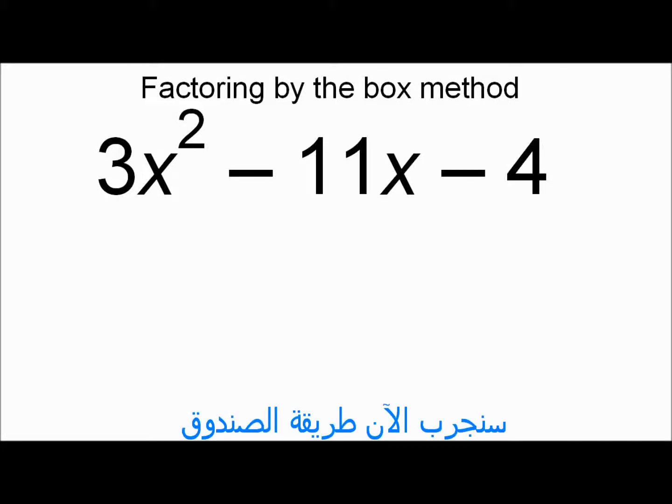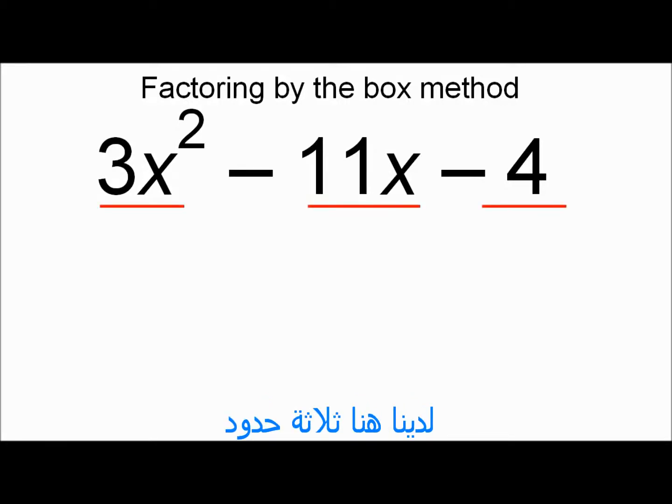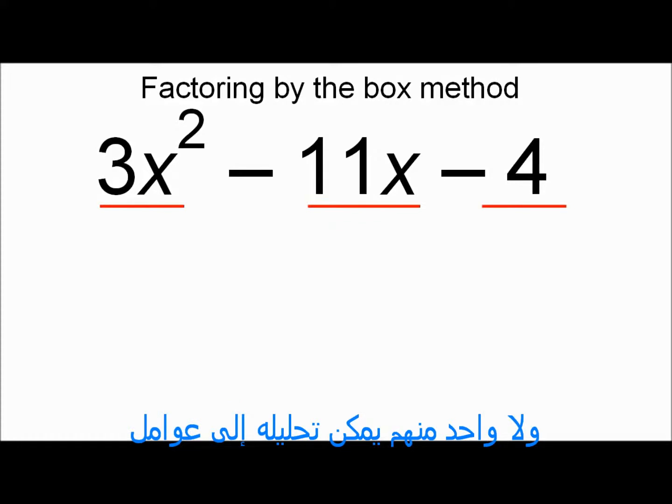Here we are factoring by the box method, and this is example number 1. In our trinomial here, we have 3 terms, none of which can be factored. Nothing will go into 3, 11, and 4 except 1.